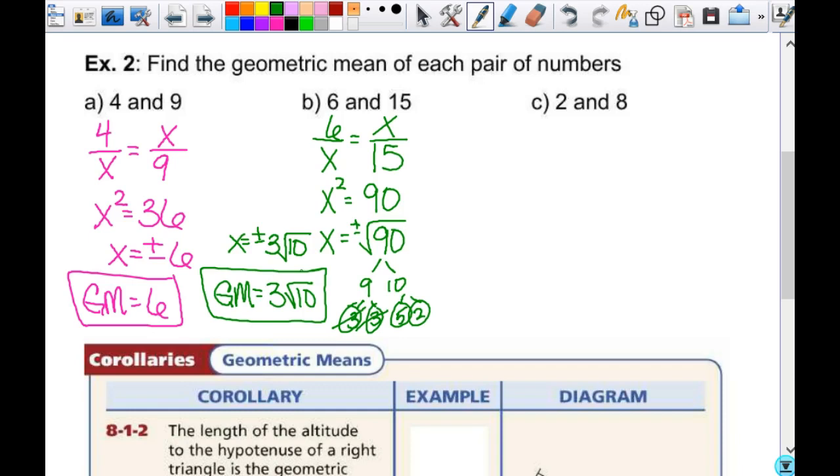Okay, but if you're at this point, I said right here we had x squared equals 36, and you can get x equals 6, right? Yes. So we're at x squared equals 90. What do I put here?